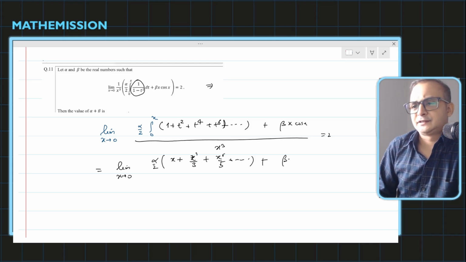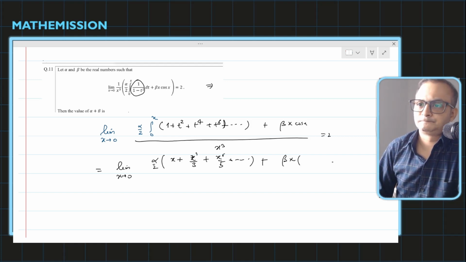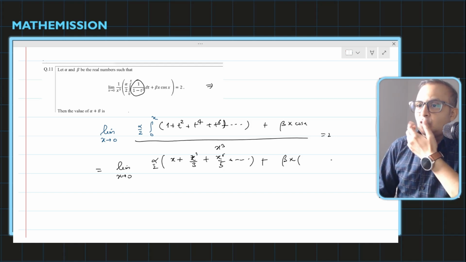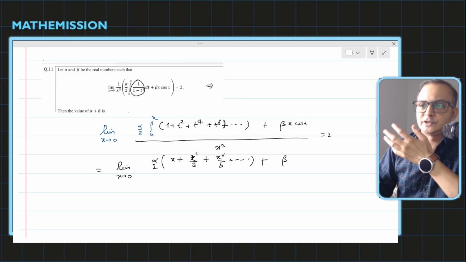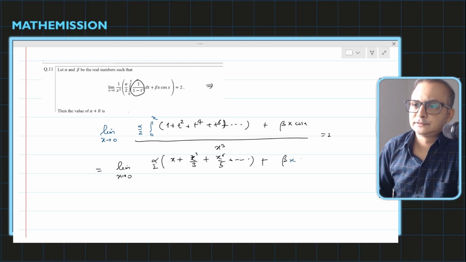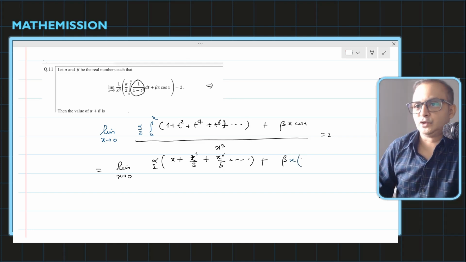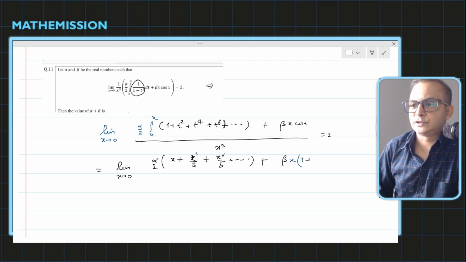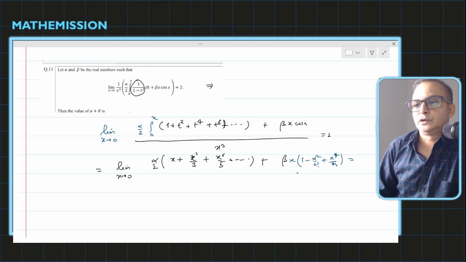And after that, for cos x also you can write the series, or maybe you can do better, because cos x will not give you any trouble. So let's just write the series: 1 minus x square by 2 factorial, plus x to the power 4 by 4 factorial, and so on.